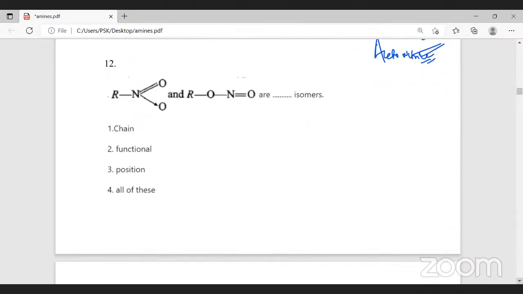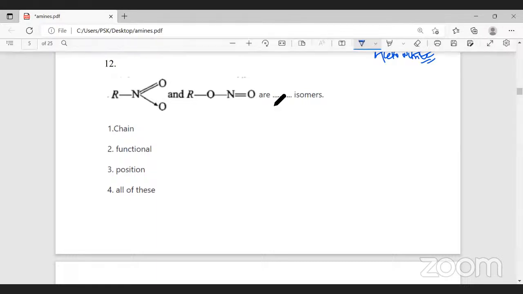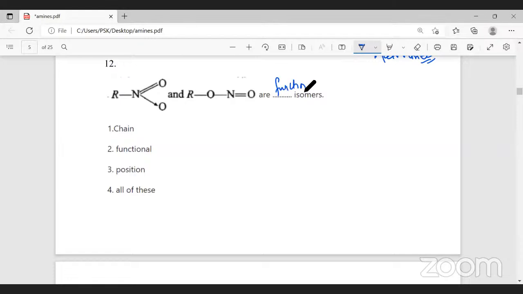The next question. R single bond N double bond O with a coordinate bond O, and R single bond O, single bond N double bond O. Now you can see the molecular formula in both the cases is the same, but the functional groups are different. Here it is bonded through nitrogen, here it is through oxygen. These are an example of functional isomers. Hence the answer for this question is option 2.